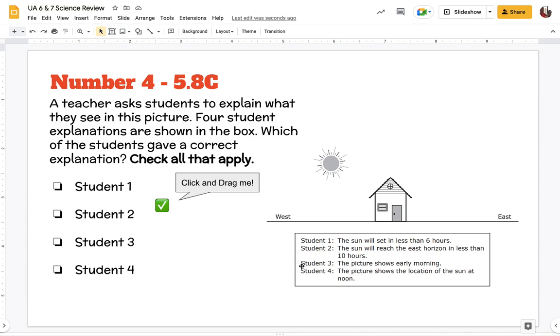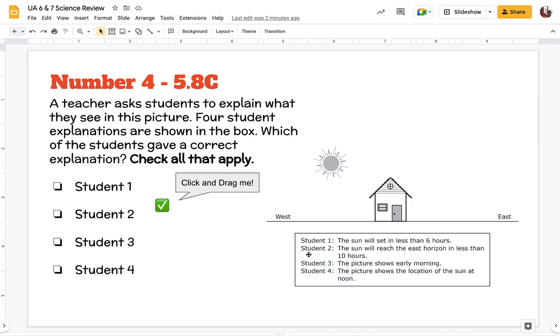If you look at student 3, the picture shows early morning. So look at where the sun is located on this graph. It's over here in the west. If the sun is in the west, it is doing what? If you said setting, you are correct. So the sun rises in the east and sets in the west. So that means that it is actually evening time or late afternoon time usually. So about this time where the sun is located here, it's a little bit afternoon. So I'm going to say about 3 o'clock, give or take.